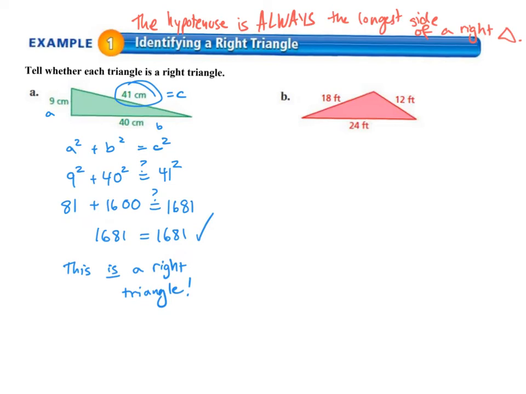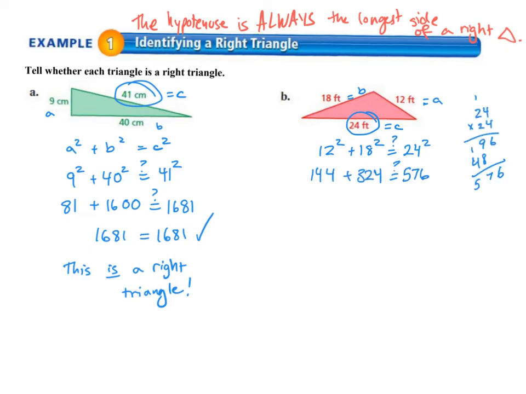For B, you may look at it and say, I can tell it's not a right triangle because it doesn't look that way. But you still have to prove it. So again, you look for the longest side. This is the longest one, so that has to be c, making the other two the legs, a and b, whichever order you like. If this is a right triangle, then 12 squared plus 18 squared has to equal 24 squared. I did all the math out, and I got 144 plus 324 is supposed to equal 576.